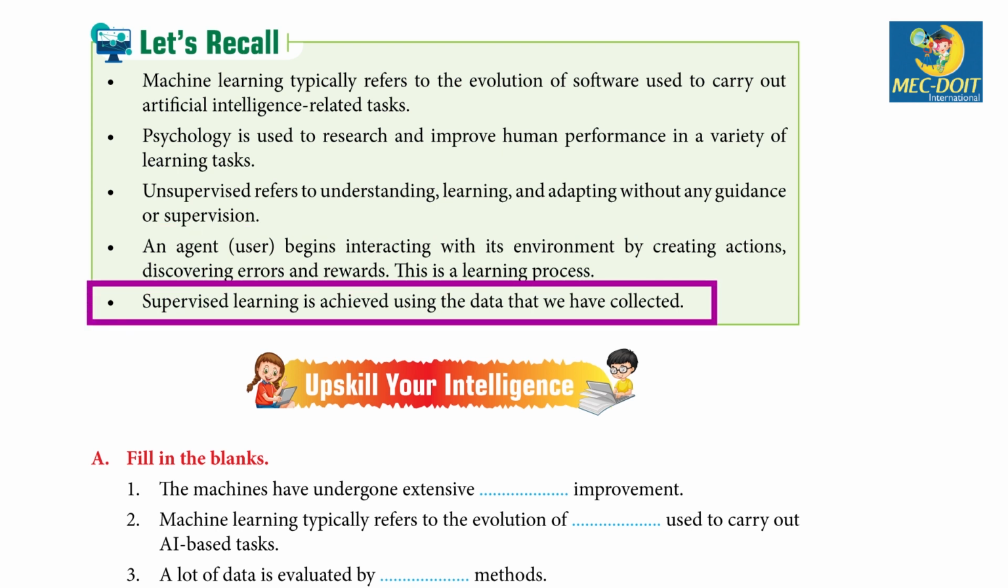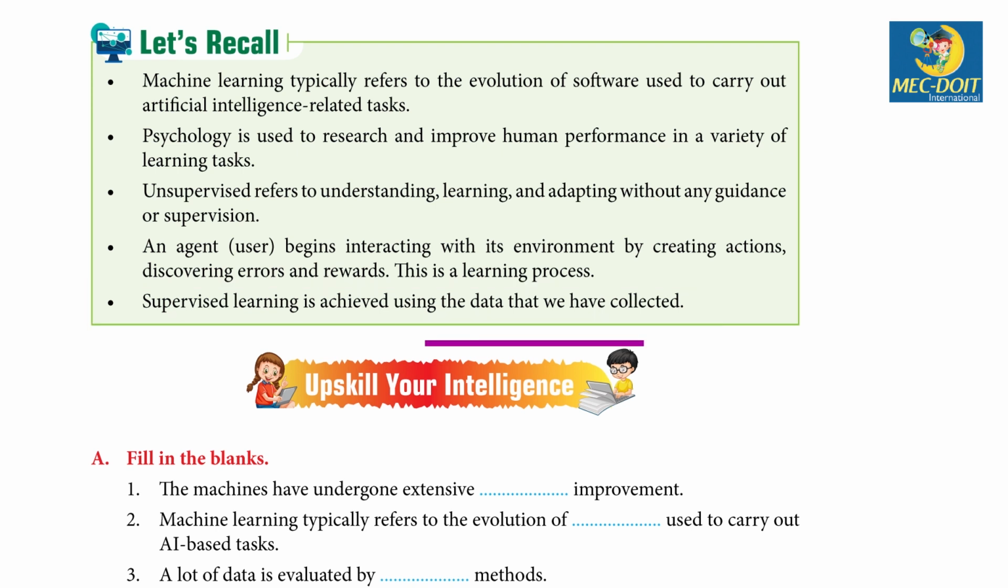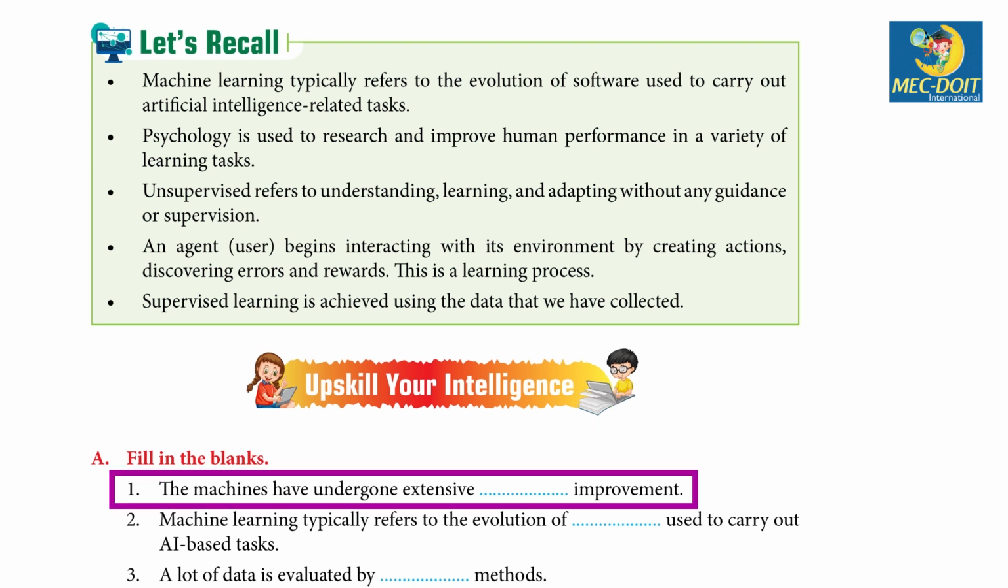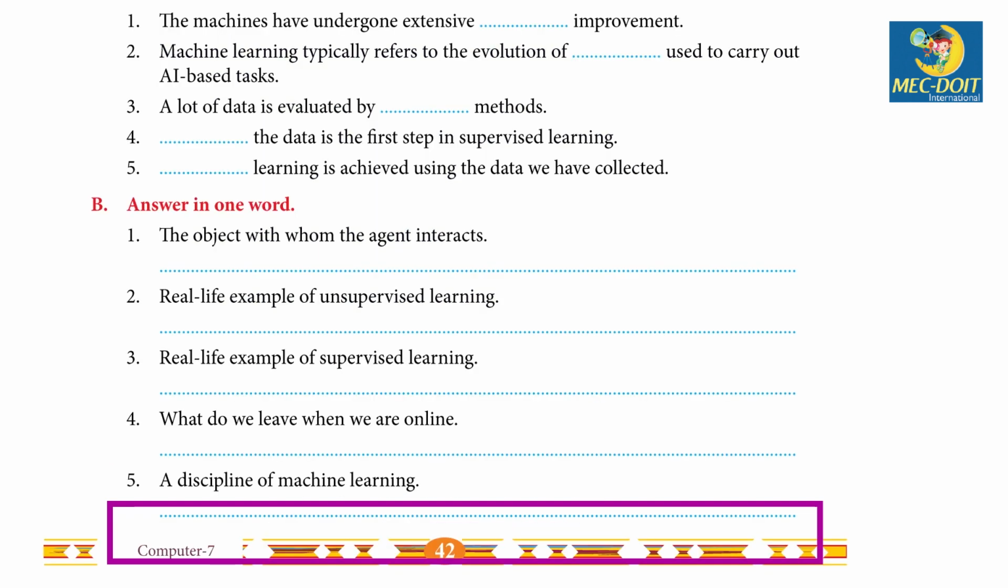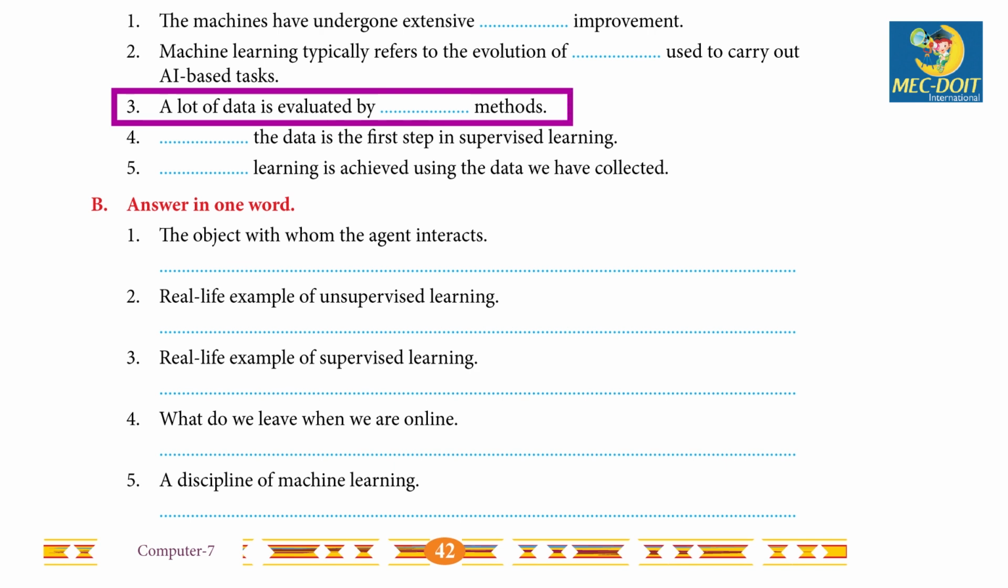Supervised learning is achieved using the data that we have collected. Upskill your intelligence. A. Fill in the blanks. 1. The machine has undergone extensive dash improvement. Answer: human. 2. Machine learning typically refers to the evolution of dash used to carry out AI-based tasks. Answer: software.